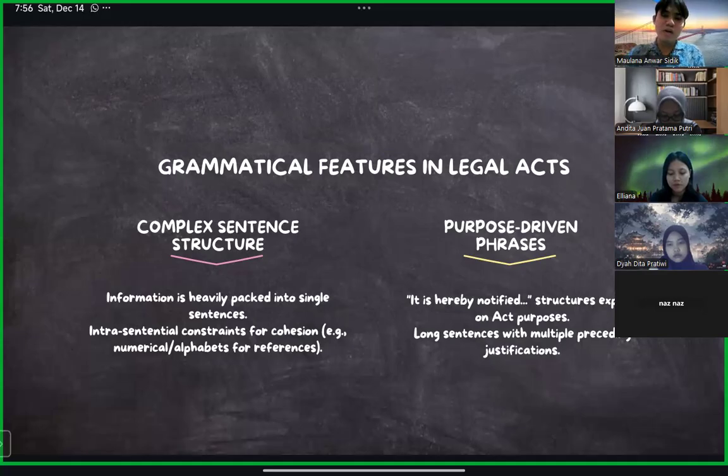And the next point is purpose-driven phrases. And what does it mean? So phrases, for example, like it is hereby notified, serve as a formal opening that signals the intent or purpose of the act itself. And these standardized structures set the tone for legal obligations and also the rights. And the next is sentences often include multiple justifications or preambles, emphasizing the rationale of the legal provisions. For example, long introductory statements may outline the historical, social, or political context. Next, Shahnaz.